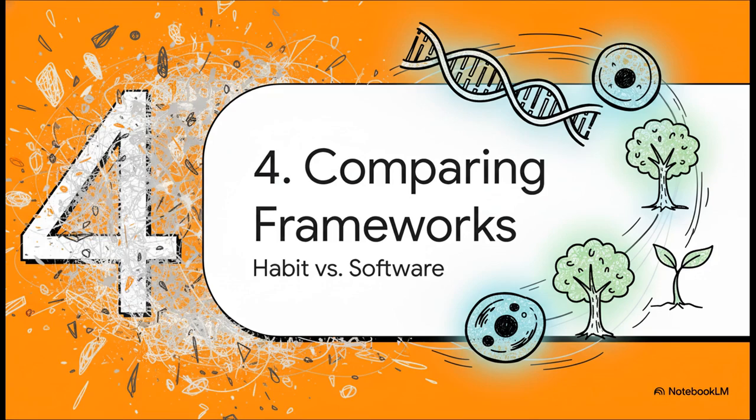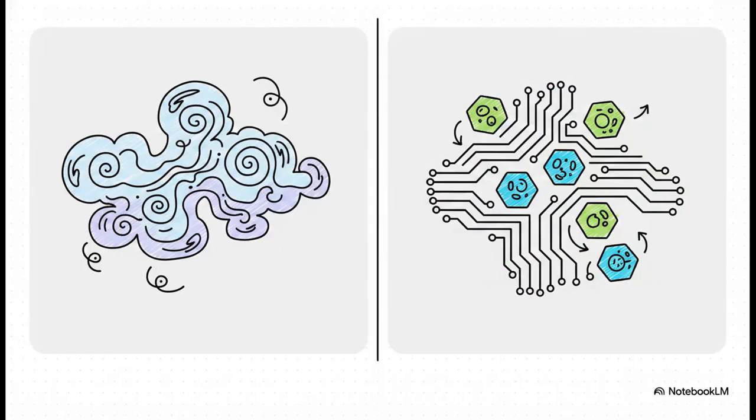Okay, let's get into the core showdown of this explainer. Which of these frameworks actually gives us a real, mechanistic explanation for how biological form persists in the face of chaos? On one side, we have Sheldrake's very intuitive habits of nature and morphic resonance. On the other, we have Levin's concrete, measurable cellular software driven by bioelectricity. Let's put them head to head.